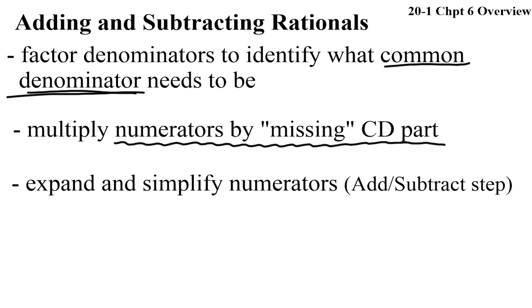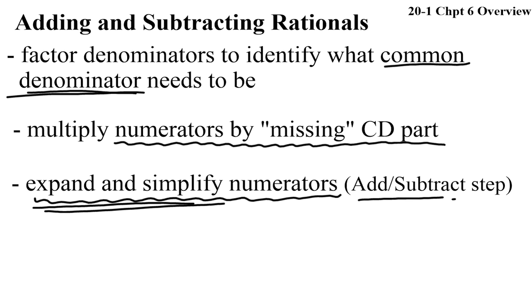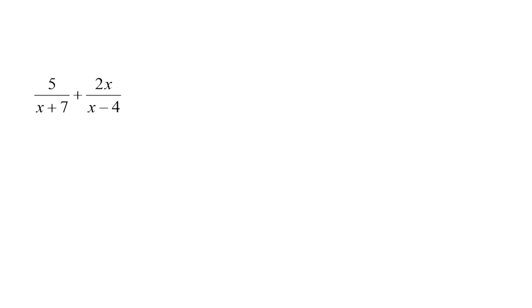And the last step for adding and subtracting fractions is to work with the numerator. So we're going to have to expand and simplify the numerator, which is where the add subtract step really comes in. So here we go. 5 over x plus 7 plus 2x over x minus 4.